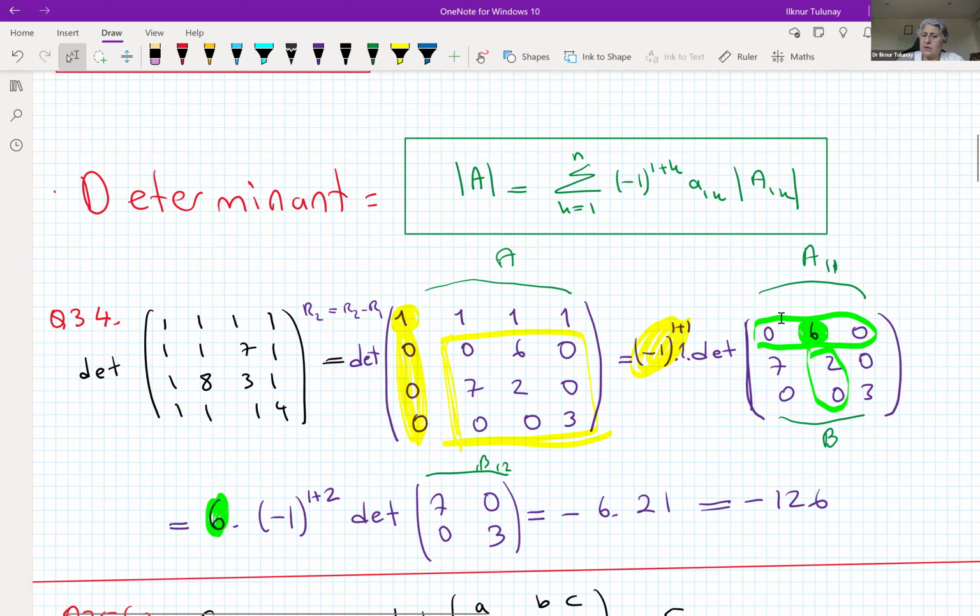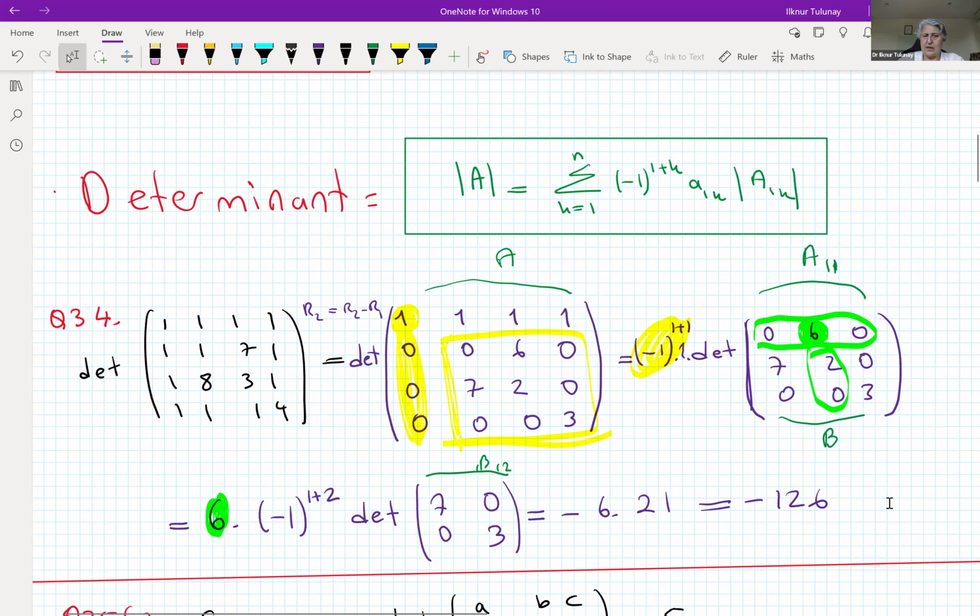And then the minor. When I remove this row and this column, I have 7, 0, 0, 3. If the whole matrix is B, then removing row 1 and column 2, B12 is the minor. So this is 6, and this is minus, and the determinant of this 2 by 2 matrix is this times this minus this times this. So this is 21 minus 0. So that's -6 times 21. That is -126.